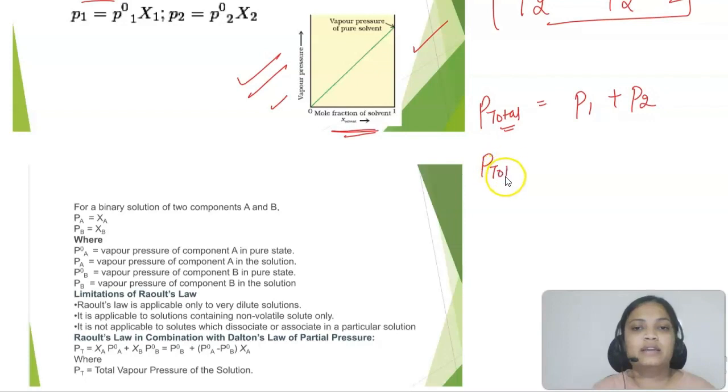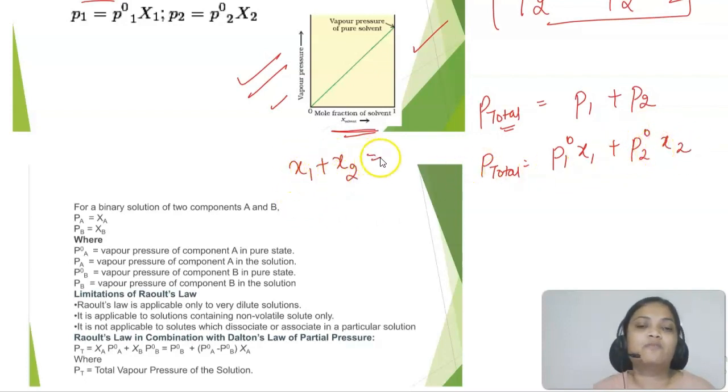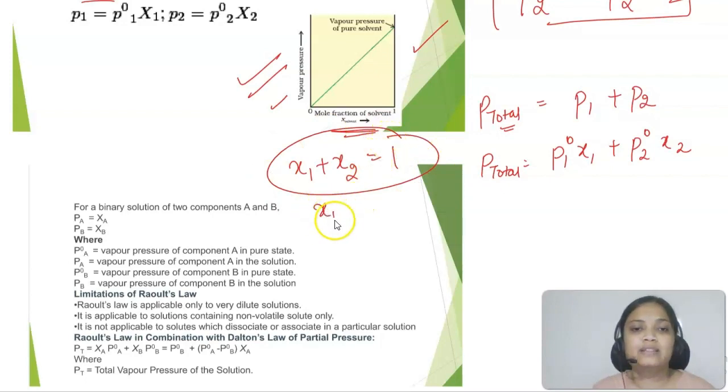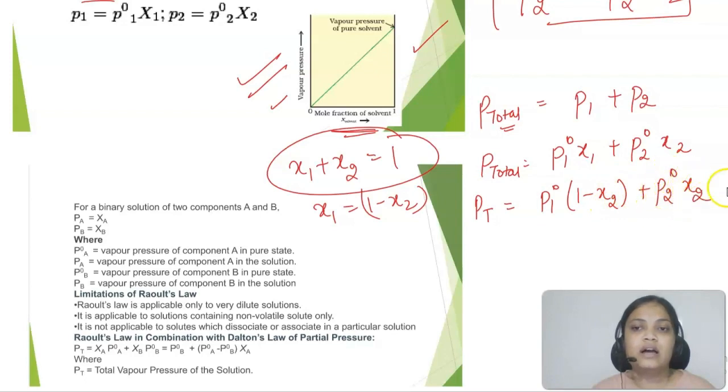So from here I can say P total would be P1 naught x1 plus P2 naught x2. Now students, if there are those two components, the sum of mole fraction would be 1. So I can say x1 is 1 minus x2. So from here P total would be P1 naught into (1 minus x2) plus P2 naught x2, okay. So from here I can say it is equal to P1 naught plus (P2 naught minus P1 naught) into x2.